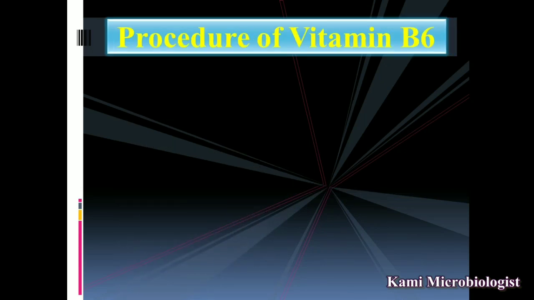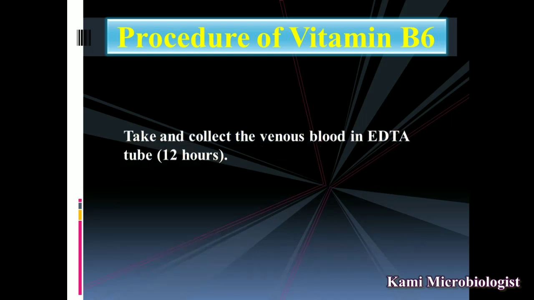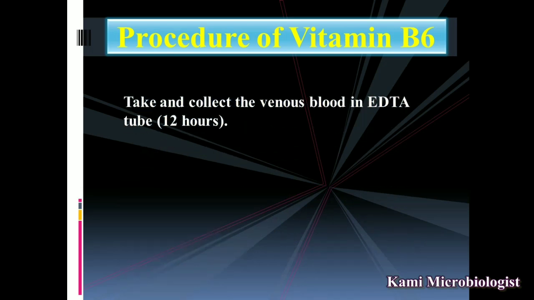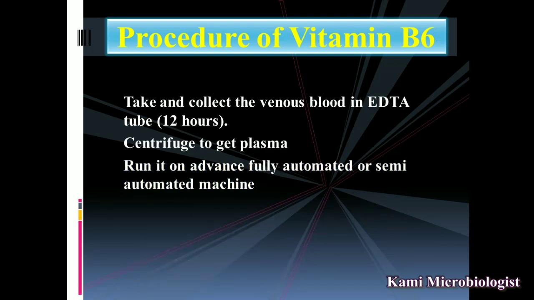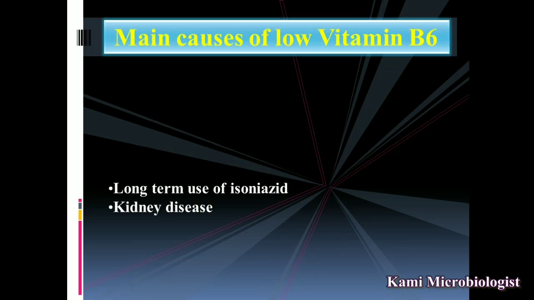Now let's see what is the procedure of the vitamin B6 test. The procedure is that first of all you have to take the blood in an EDTA tube after 12 hours of fasting. Then you will centrifuge the blood to separate the plasma, and you will run the plasma on an advanced machine, a fully automated or semi-automated machine, to get the value of vitamin B6. As we already talked, this is their normal range.